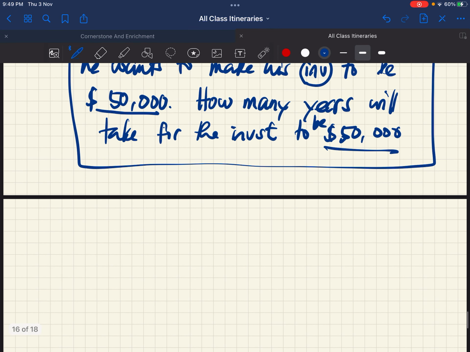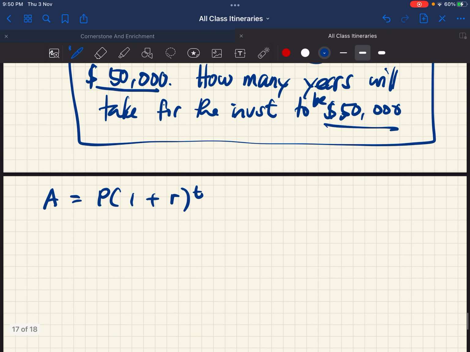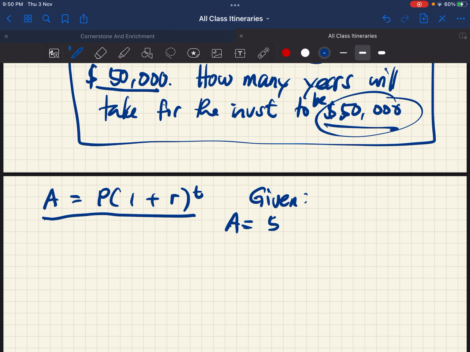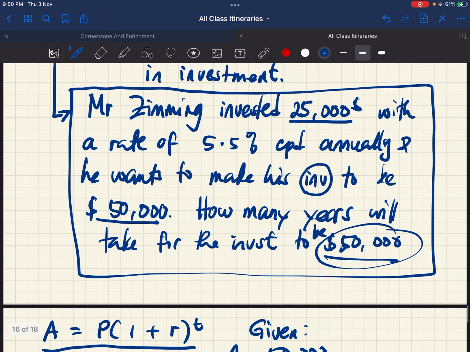So our A in here, we're going to use the formula A is equal to P(1 + r) raised to t. Okay, that's our basic formula. Now we're going to find what is given. What are the givens in here? We have our A, which is $50,000. Our P is 25,000.